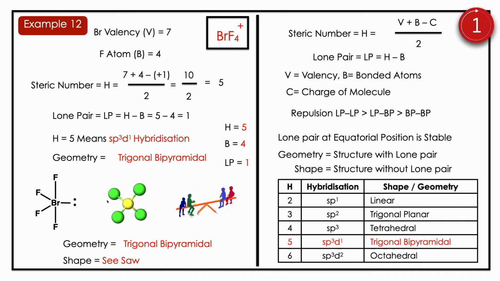Let us look at example 12. BrF4 plus. Bromine is the halogen. Valency is 7. Fluorine atoms are 4. If you substitute in the formula, H equals 7 plus 4 minus of plus 1, which gives 10 by 2, 5. And lone pair will be H minus B, which is 5 minus 4 equals 1. H5 means sp3d hybridization, which is trigonal bipyramidal. You have one lone pair. Lone pair comes normally in the equatorial position. So shape will be like a seesaw. Seesaw is the playing instrument. So if you look at it, the molecule exactly looks like a seesaw. So BrF4 plus shape is seesaw.